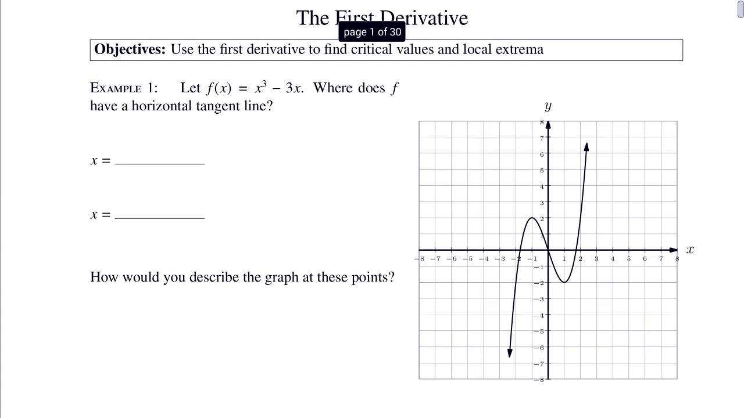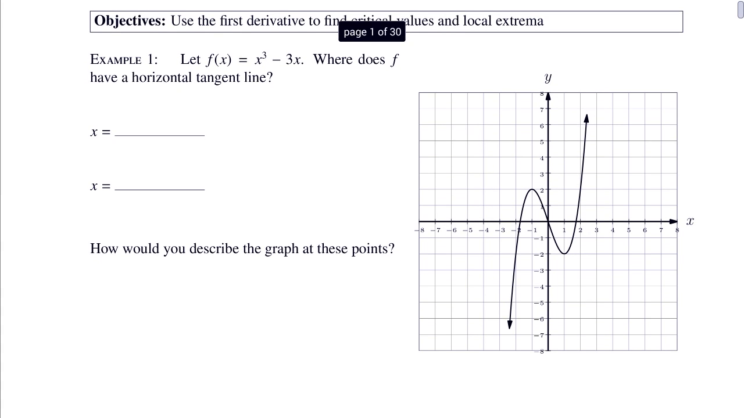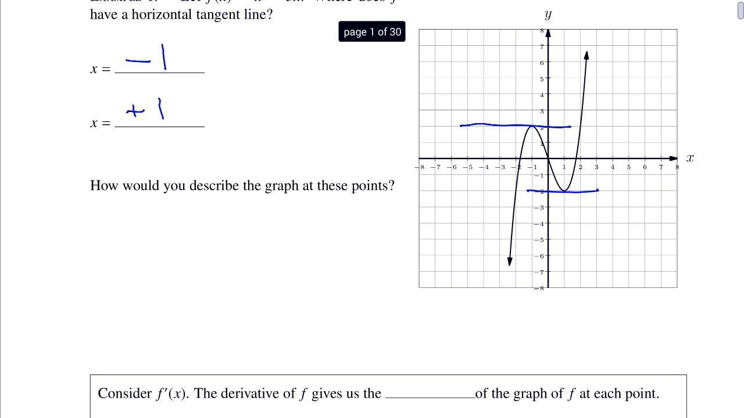Here is the function that I was just playing with in the GeoGebra, x cubed minus 3x. And the question is, where does f have horizontal tangent lines? You told me that it has horizontal tangent lines when x is equal to negative 1 and where x is equal to positive 1. And then how do we describe the graph at these turning points? They're sort of turning points for the graph, so maybe we could say that.